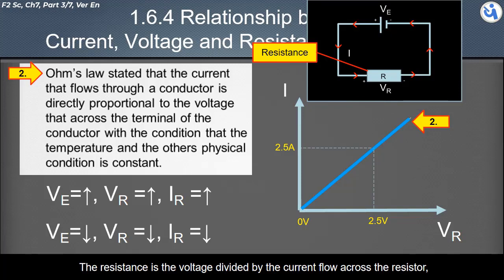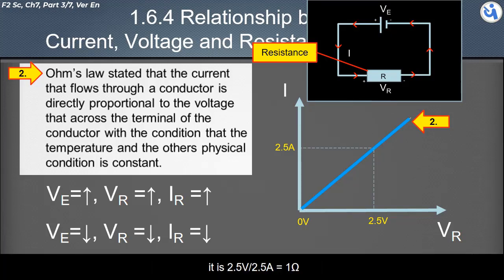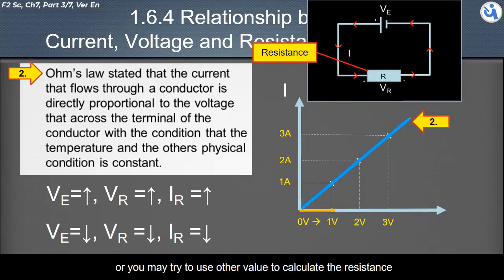The resistance is the voltage divided by the current flowing across the resistor. It is 2.5 volt divided by 2.5 ampere, and it is equal to 1 ohm. Or, you may try to use other values to calculate the resistance. For example, 3 volt divided by 3 ampere, 2 volt divided by 2 ampere, and 1 volt divided by 1 ampere, all of these are equal to 1 ohm.